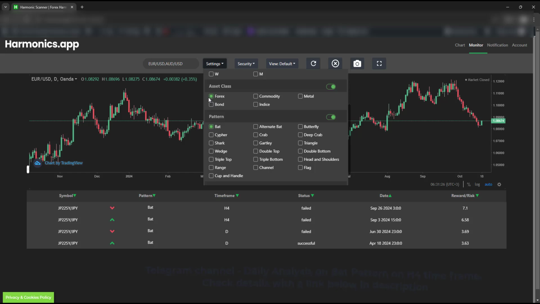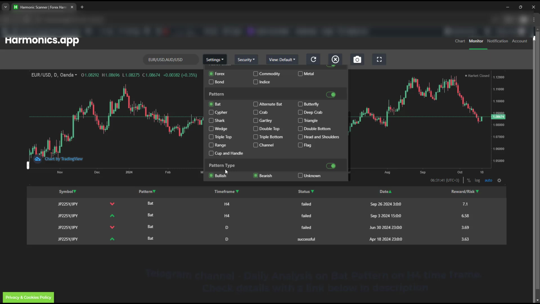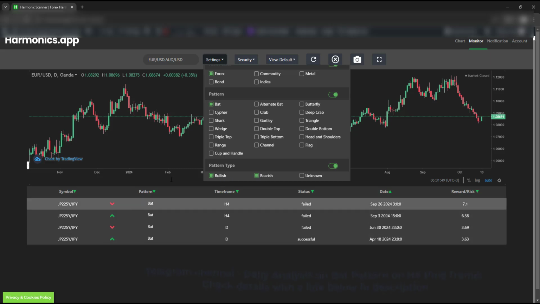Then you have asset classes where you can select forex, indices, bonds, commodity, metal, and so on. Then you can select which pattern you would like to have listed inside the table. I have selected only the bat pattern, and below that you can select which pattern type you want. Do you want only bullish, bearish, or also unknown? I have selected only bullish and bearish. These are the arrows here.